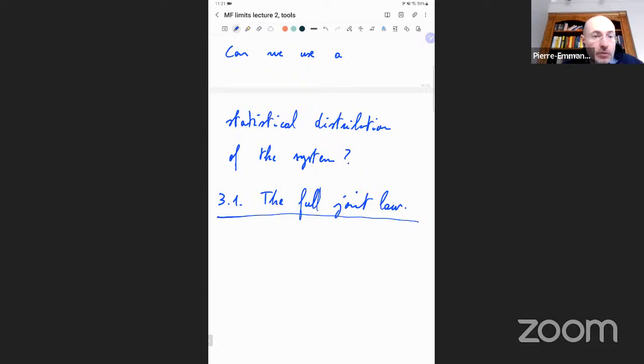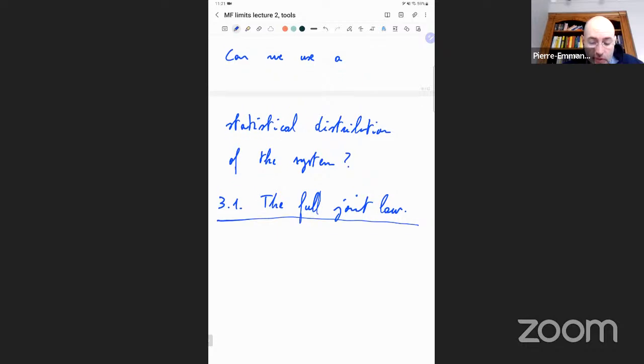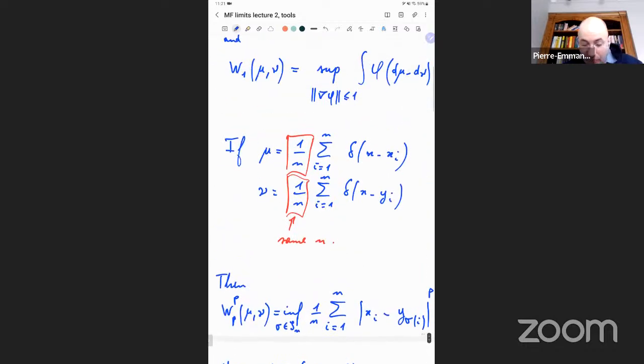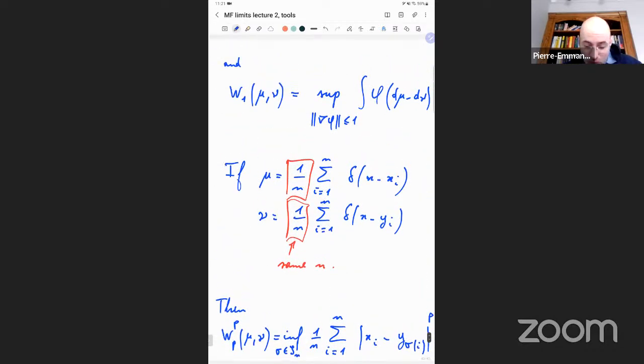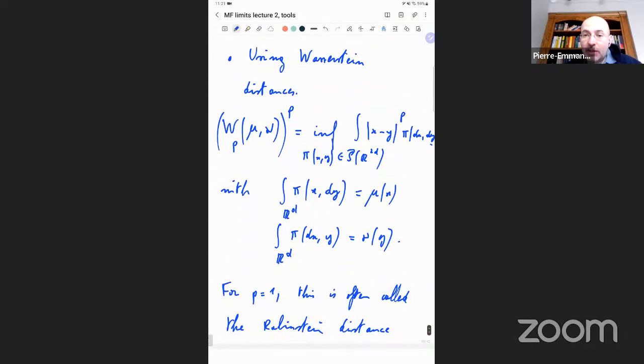A question from Abdu. Why should the Wasserstein distance be well defined? Yeah, not a hope that I can answer that this morning. So this is obviously a good question, right? If you look at the expression I've written here, it's not even clear why this is a distance, right? So why would it satisfy the triangle inequality, for example?